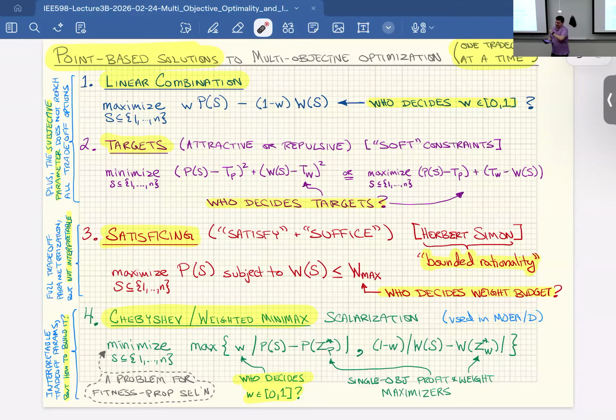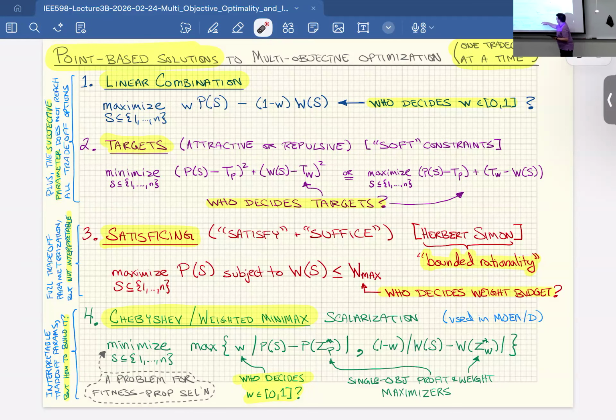Yep. How is that one trade-off at a time? Like, how is this one trade-off at a time? Even the ones below, because at that point of time, you're only looking at one of them, right? So it's not a trade-off, right?